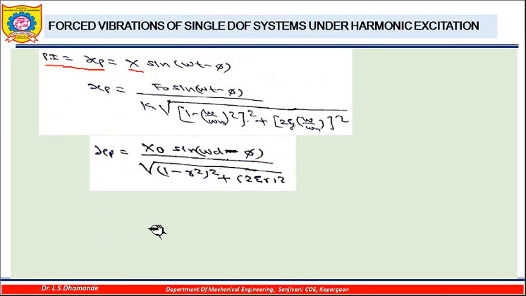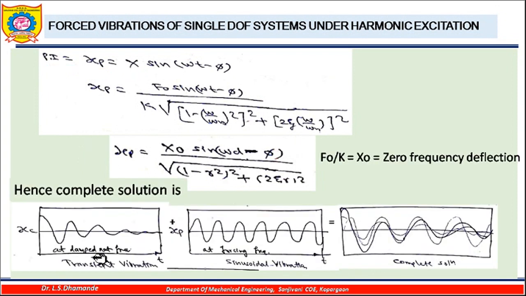So the complete solution for this will be the sum of the complementary function, or the transient vibration, plus the steady state vibration. In this expression, whatever this x0 that I have written here is nothing but the ratio of F0 by k. F0 by k is equal to x0, which is called the zero frequency deflection. So this is marked as zero frequency deflection x0. Okay, so this is xc, this is xp. The addition of these two will give me the complete solution, which may be exactly like this.